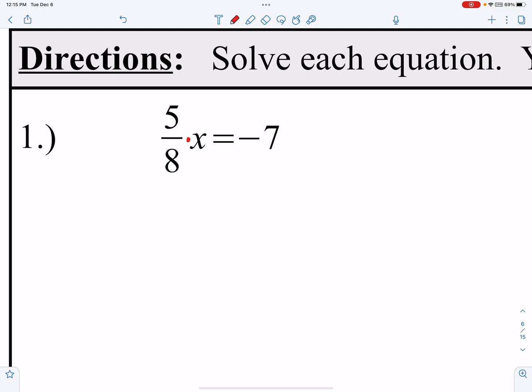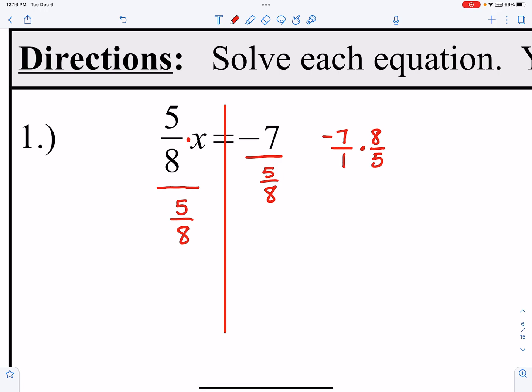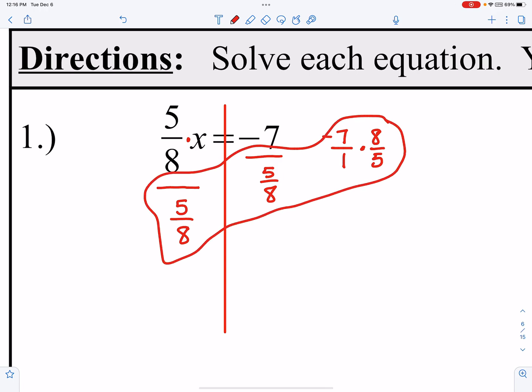So I see that I have x times 5/8. Normally to get rid of a 5/8 that has been multiplied, I would do the opposite or inverse operation. The inverse of multiplication would be to divide by 5/8. If I separate my workspace and do that over here, I have -7 divided by 5/8. Now, what do we know about dividing by fractions? Right, we don't do it. We multiply by the reciprocal. So that means I would then have to write -7/1 times 8/5. I just wasted a lot of writing to do that.